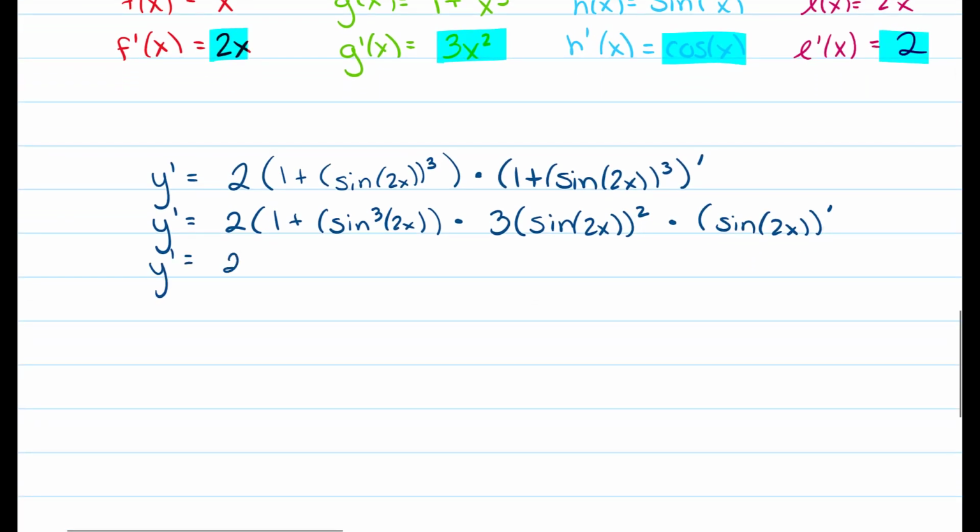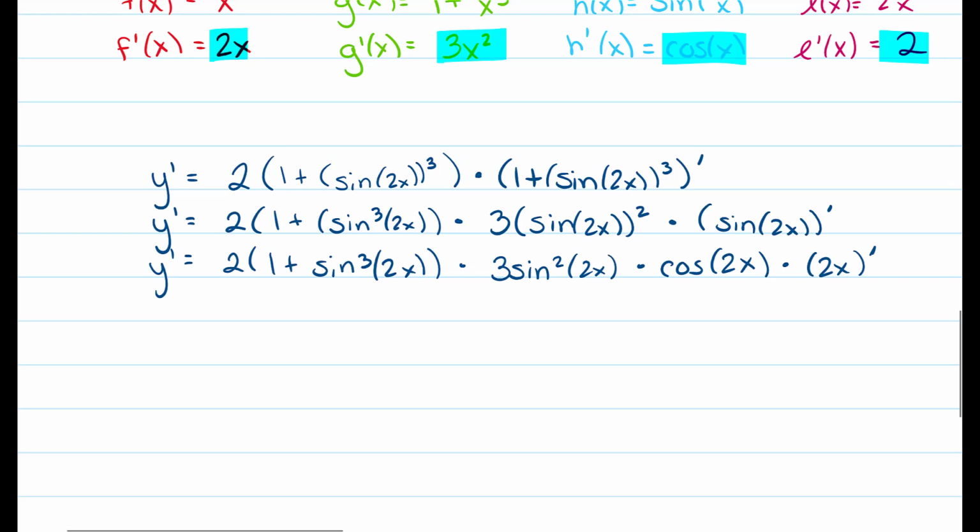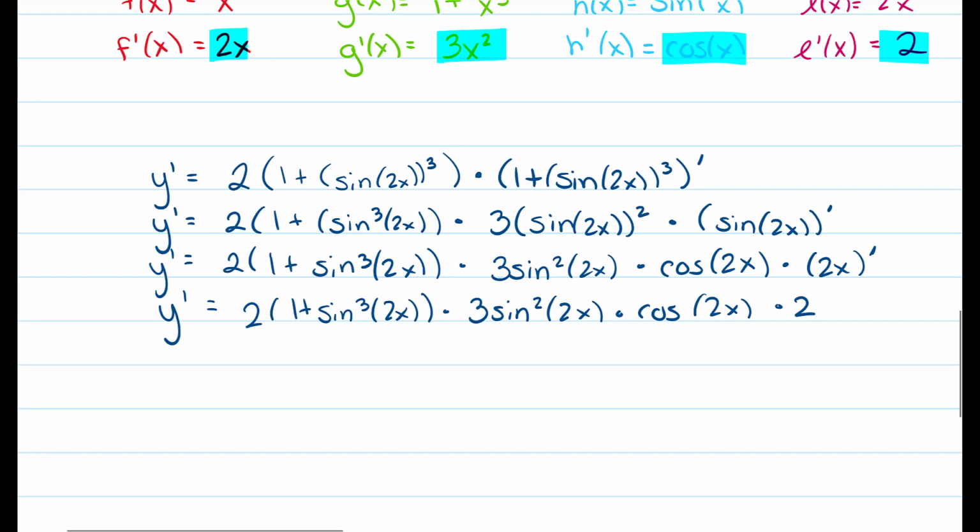So y prime is equal to 2 times 1 plus sine cubed of 2x times 3 sine squared of 2x times, and then the derivative of sine of 2x is cosine of 2x times the derivative of that last inside piece. So y prime is 2 times 1 plus sine cubed of 2x times 3 sine squared of 2x times cosine of 2x times 2. And now all we have to do is combine our like terms.